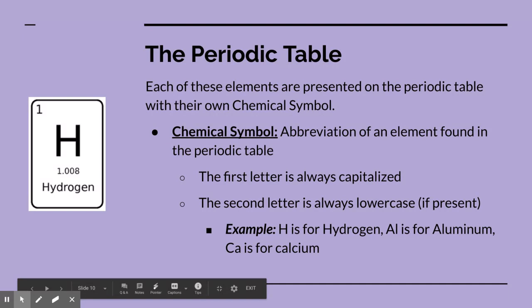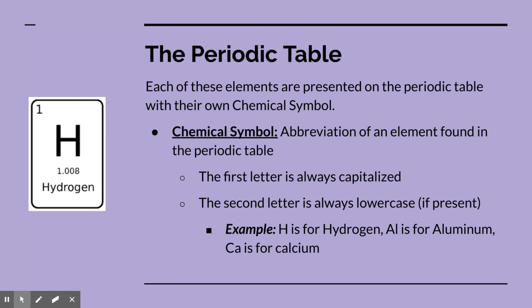So a good example here: capital H is for hydrogen, and then a capital A and a lowercase l is for aluminum. And for calcium, a capital C and a lowercase a. Okay, so it's important to remember this sequence, because when we start writing these out to show how they bond with one another, you have to write them this way, or else you may confuse yourself by showing two atoms that are not bonded together. So it's super important that we get this right.